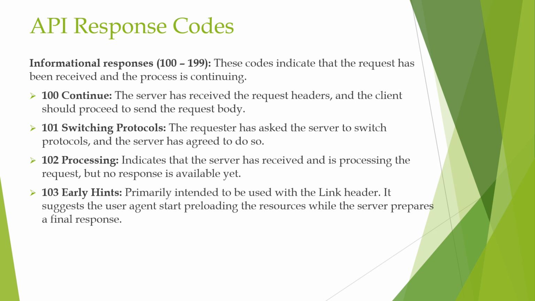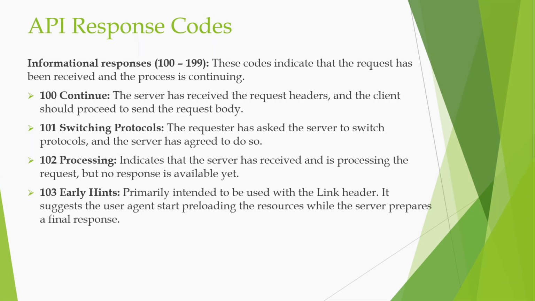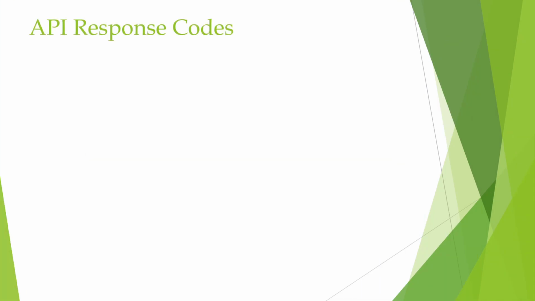Next the response code 101. It means switching protocols. Here the requester has asked the server to switch protocols and the server has agreed to do so. Next is 102 processing. This status code is an interim response that indicates that the server is still processing the request.